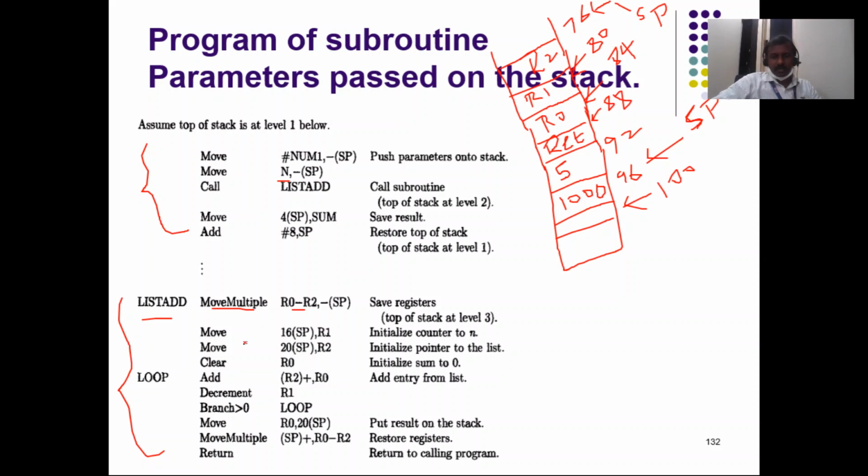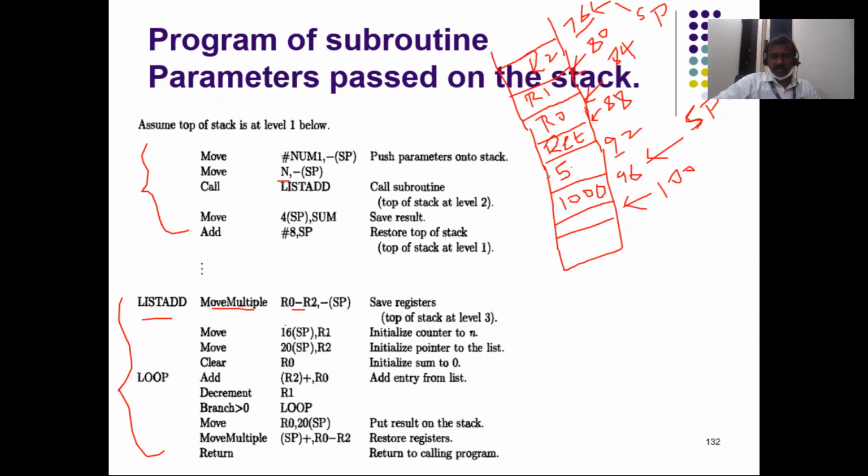Here you are using the index addressing mode: move 16 within bracket SP comma R1. What is SP? The stack pointer is pointing to 76. 76 plus 16 is what? 76 plus 0 is pointing to R2, 76 plus 4 is R1, 76 plus 8 is R0, 76 plus 12 is the return address, and 76 plus 16 is the value of n.